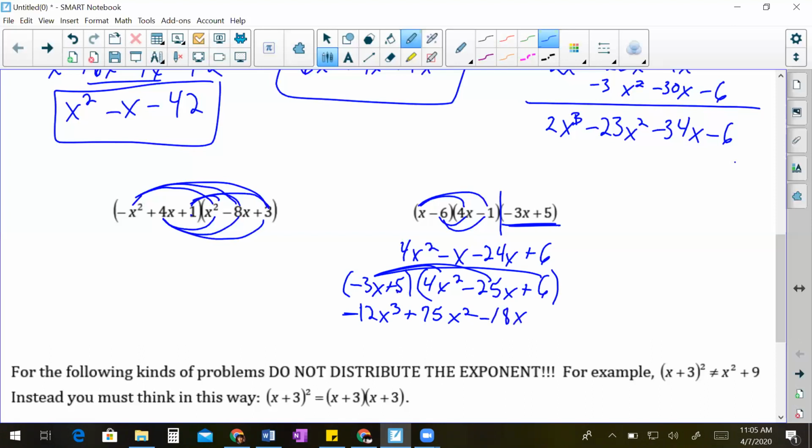Then I'm going to distribute my second term to all 3 pieces. So 5 times 4x squared gives me positive 20x squared. 5 times negative 25x gives me negative 125x. And 5 times 6 gives me 30. Notice how I've kept all of my same exponents and like terms lined up so we can just add them. Just add them and get your answer.